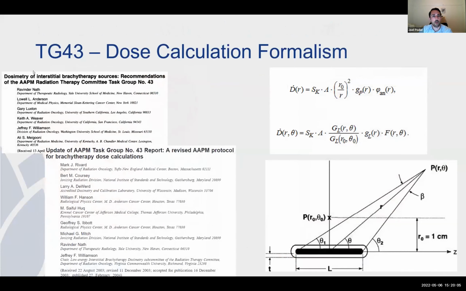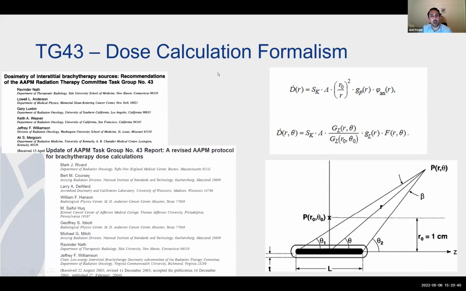In terms of our dose calculation formalism, the current gold standard, or the current standard around the world, is the use of this TG43 dose calculation formalism. The origins of this formalism can be traced back through to the original AAPM Radiation Therapy Committee Task Group number 43 report, which was published in 1995 with Ravinder Nath as the first author of this publication, and then a revision of the protocol, which was published in 2004.